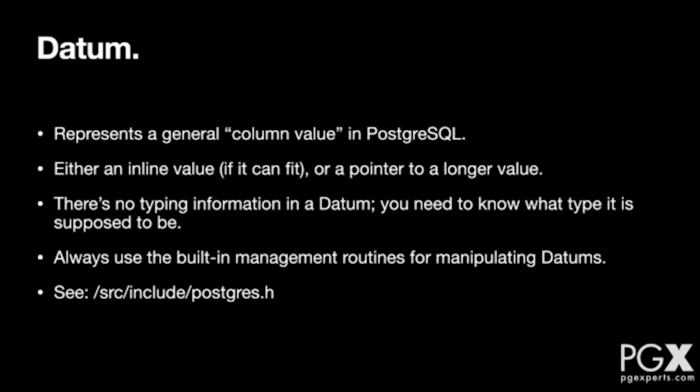If the value is less than or equal to the size of a pointer, 64 bits in most cases, it just stuffs it directly inside of datum, because that's how big a datum is. Otherwise, it's a pointer to the real thing. So for example, if it's an int, it's inside datum. If it's a text field, it points out to the text field someplace else. It's defined in Postgres.h. Take a look at it.